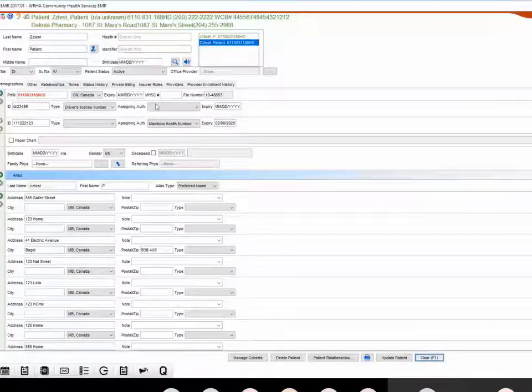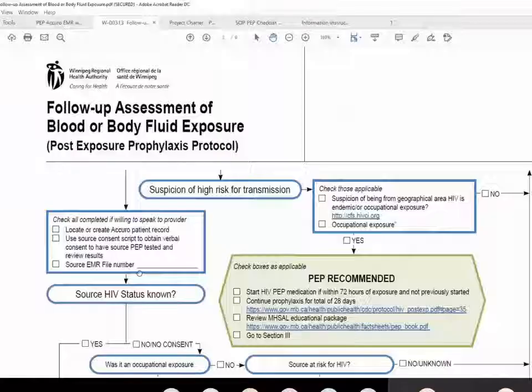Within Akiro, once you've created that record for the patient, if they're not already in Akiro, and they've provided consent, it is this file number. So it's not their FIN, it's not their MHSC, it's this file number that is their EMR-specific file number. It's a random number assigned, and it's not linked to any other system outside of our EMR that anyone else would have access to. So that is the number put onto the form. That is the number that you put into EMR file number just here.